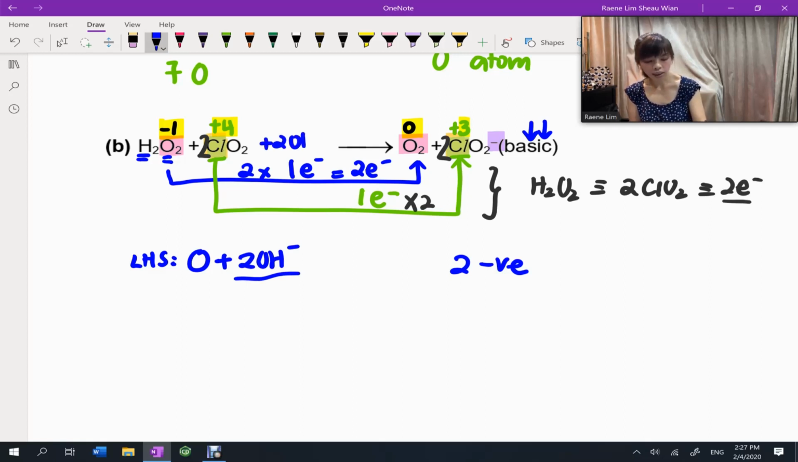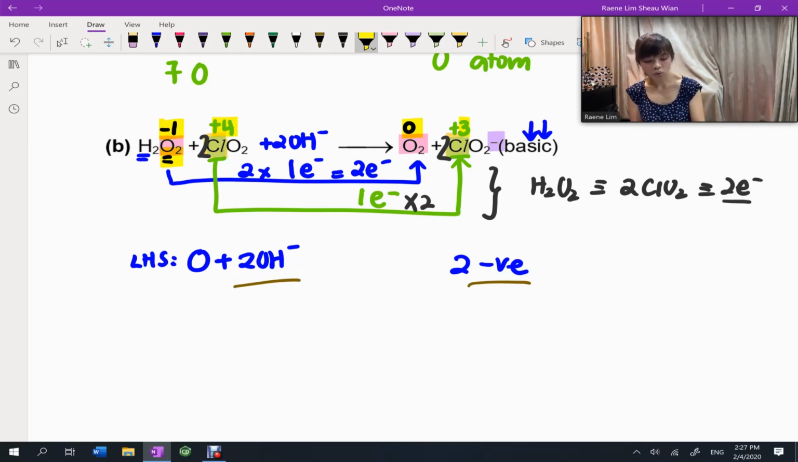So there you go, adding 2 moles of OH⁻ on the left-hand side so that the charge is -2 on both sides of the equation, okay? Last step, count the oxygen. So please count properly because each species here carries some oxygen atoms.